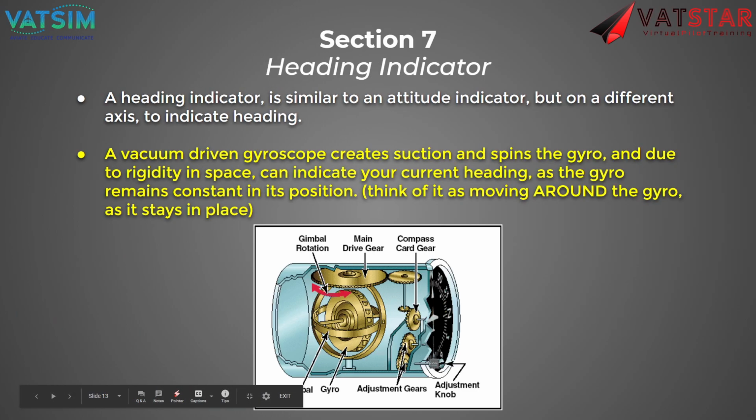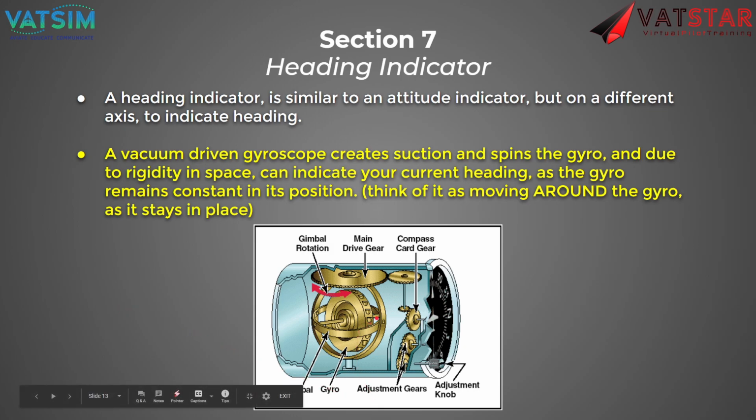Let's move on. Like the attitude indicator, the heading indicator is another vacuum-powered instrument. It's on a different axis, and a vacuum-driven gyroscope creates suction, spins the gyro, and due to rigidity in space, you can indicate your current heading. Now remember, that gyro is basically remaining in a constant position. And like I said, think of you moving around the gyro as the gyro stays stationary.